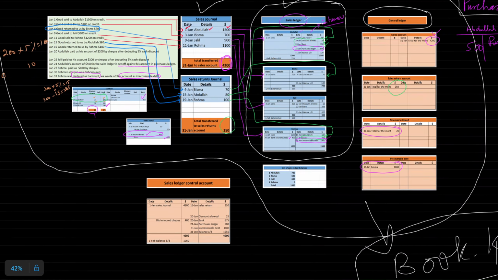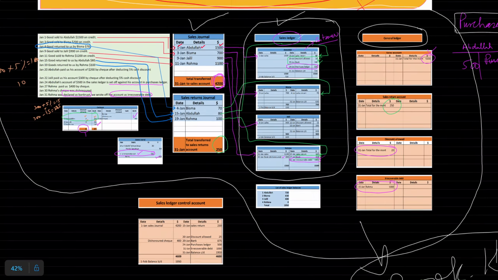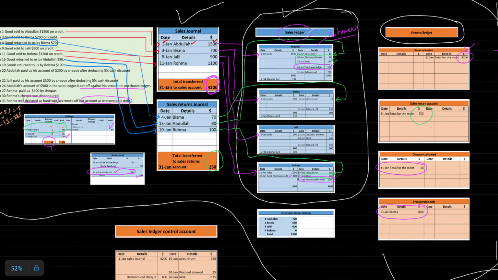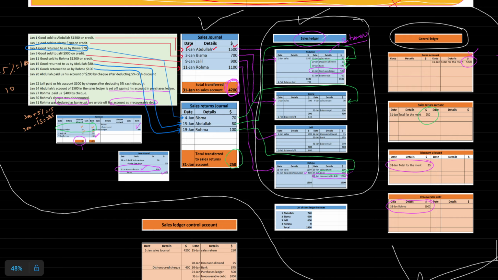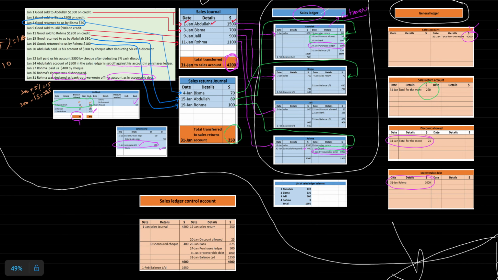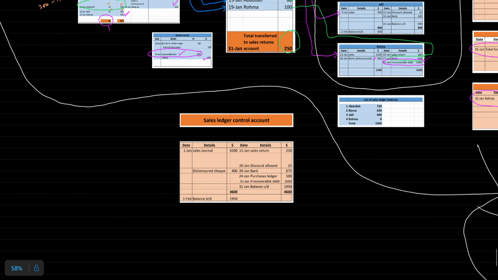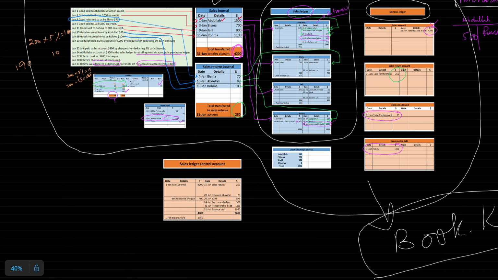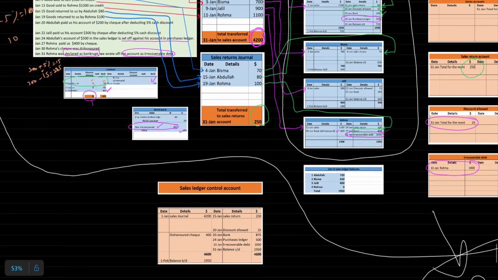So a senior person is required to check whether or not all these transactions have been recorded correctly in the journals and the ledgers. Now what will be done? A control account will be prepared by a senior person to check whether all the work done by the bookkeeper is done correctly or not. How to prepare a control account?